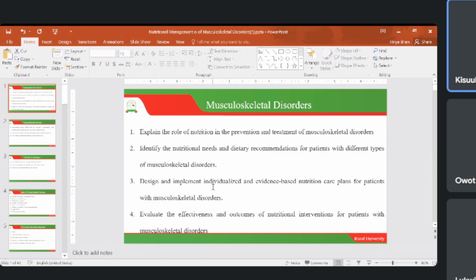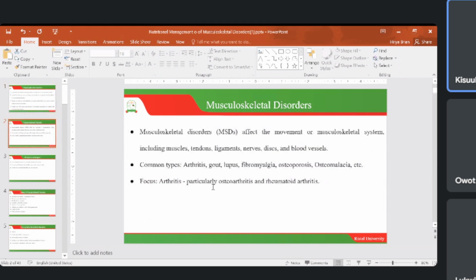We will go a little into the way how we could write these diet plans, but by now, I believe out of the topics we've covered, out of the conditions we've covered, you can at least design some diet plans, at least a week's meal plan or diet plan, really, for a particular condition, let's say hypertension or diabetes. And also, you should be able to evaluate the effectiveness of the outcomes of nutrition interventions for patients with musculoskeletal disorders.